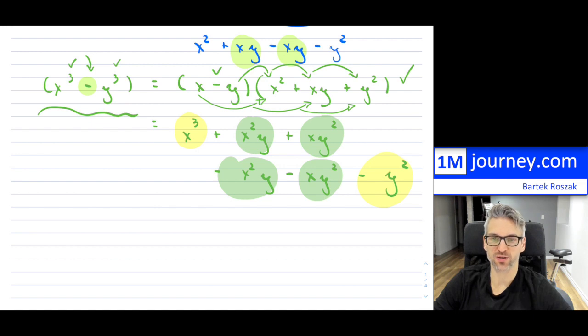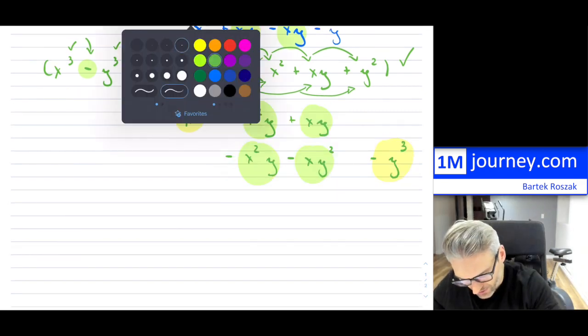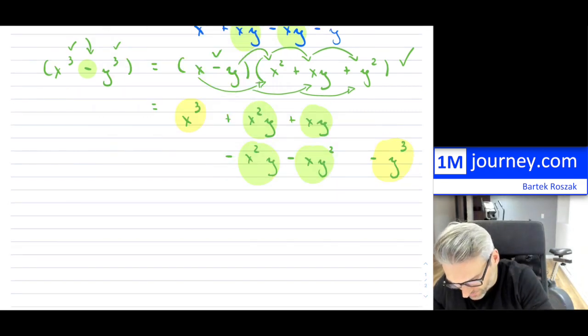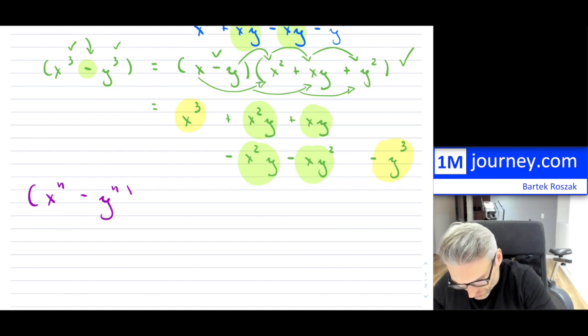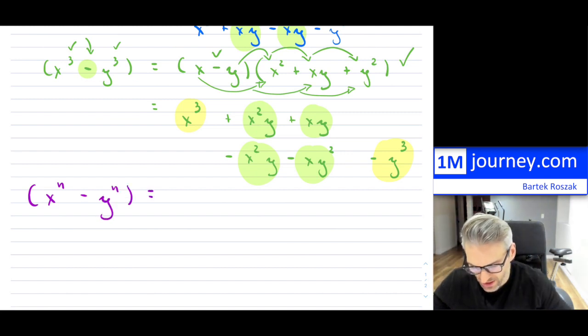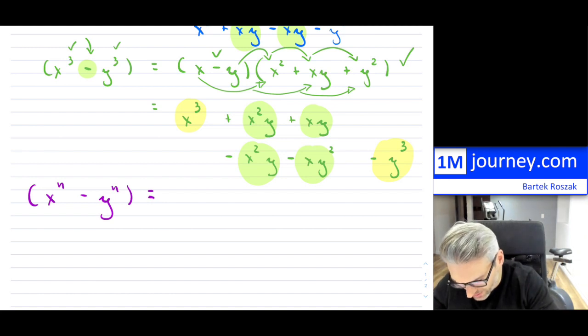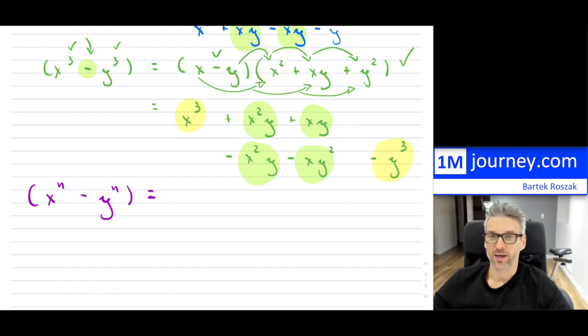Okay, so let's take a look and see the nth degree now in terms of the difference. So if you wanted to do the nth degree, it's the difference of the nth degree, so this would have been x to the n minus y to the n. And now what does this equal? And how would you actually try to remember this? So it turns out it's actually not that bad.